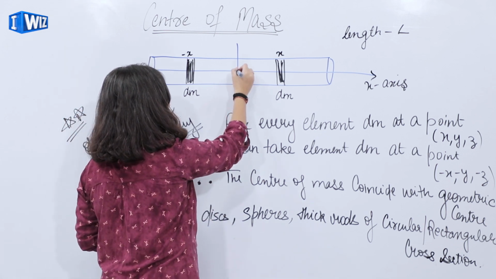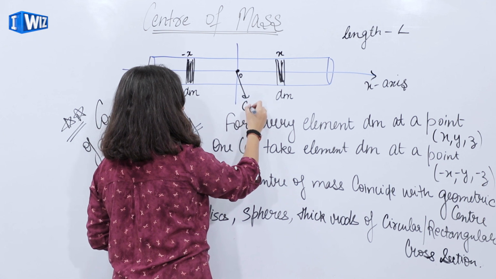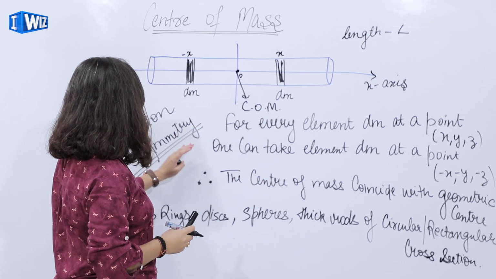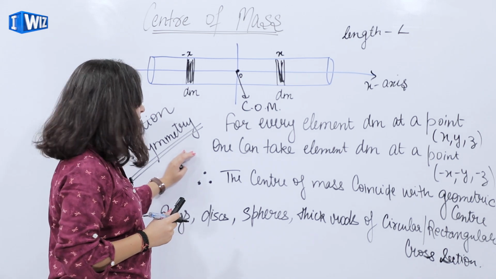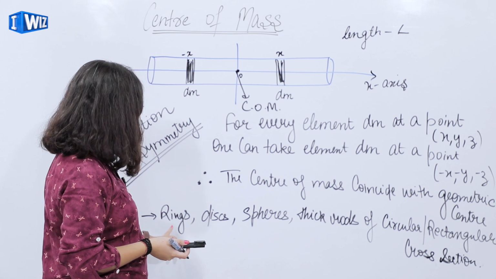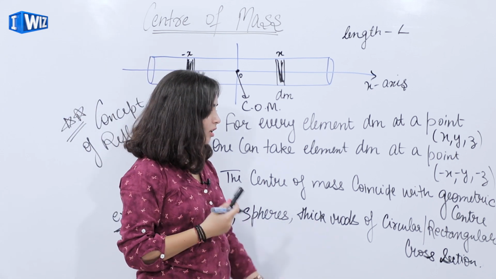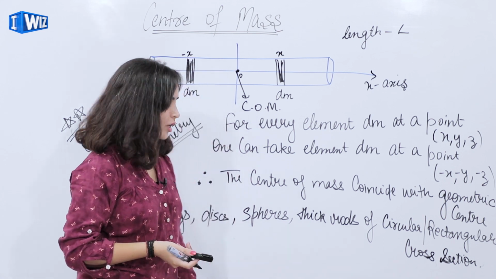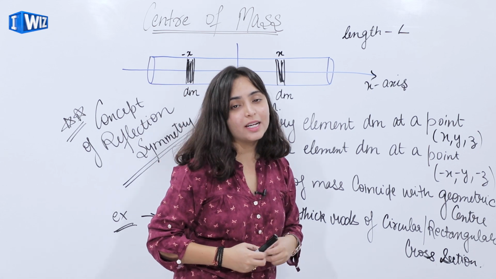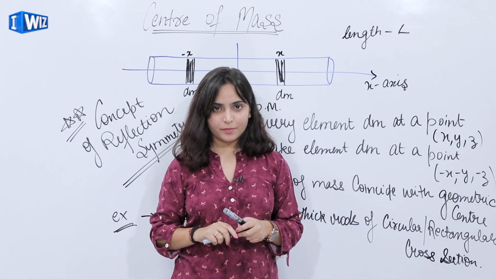So where will the center of mass of this rod be? At the geometric center. In this application or this concept, we have rings. If we take the example of a ring, discs, spheres, thick rods with circular and rectangular cross section, the center of mass of all these coincides with their geometric center. This is because of the reflection symmetry concept.